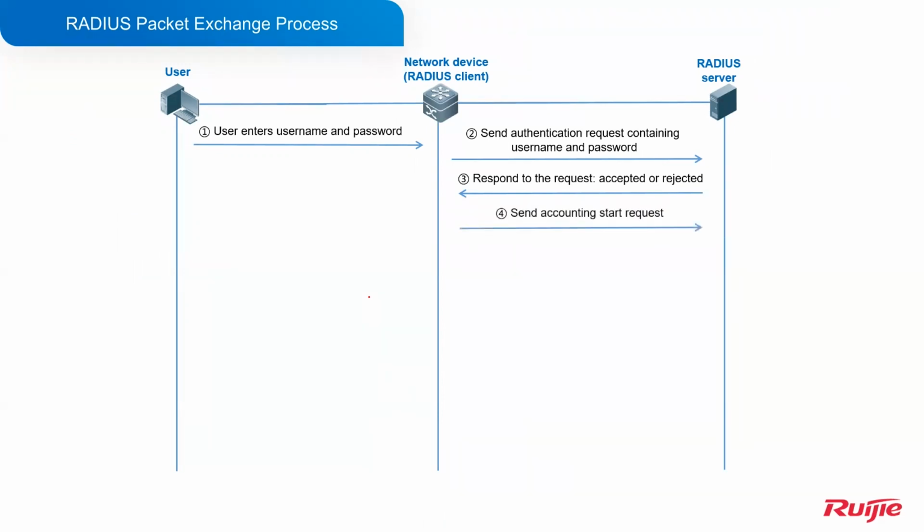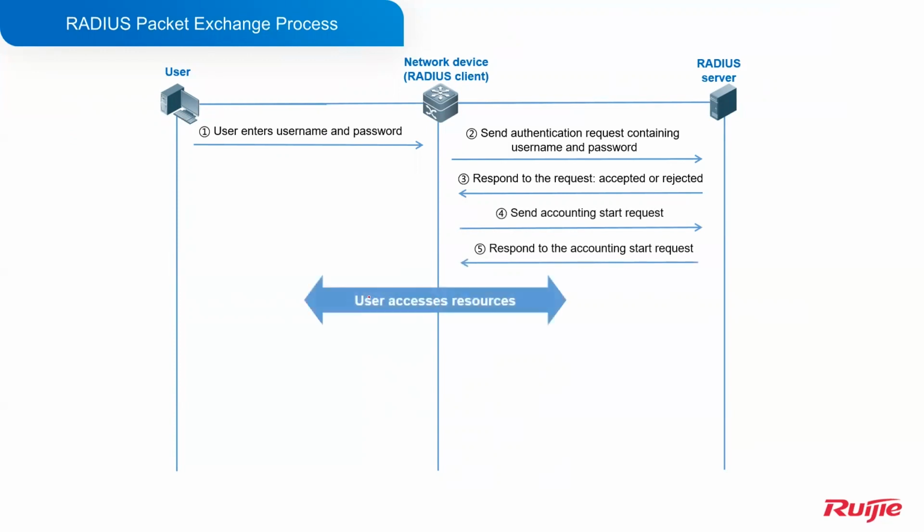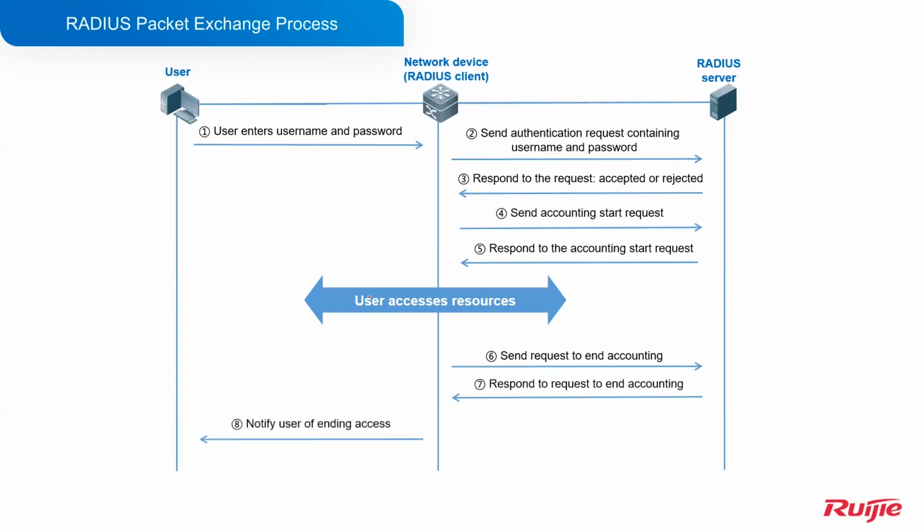And next, send an accounting start request only when the result is accepted. So we will start accounting. And after receiving that, the server will respond to the accounting start request. And the user can access the resources from this point. And next, send the request to end accounting when the user wants to log out. And of course, there will be a response. And after receiving the response, the network device will notify the user of ending access and the user is offline.